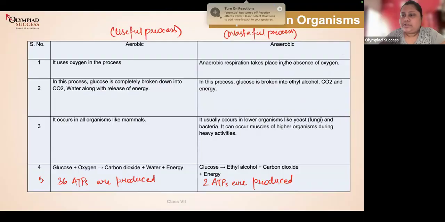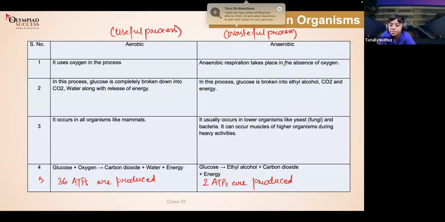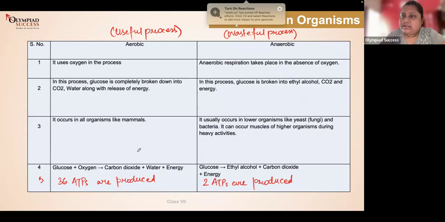Why is it called a wasteful process? There's not much energy produced. The substrate used is the same. Glucose is very important to us. You're breaking down glucose but producing only 2 ATP. Not beneficial for us. Clear? Can we go into the question answer segment?